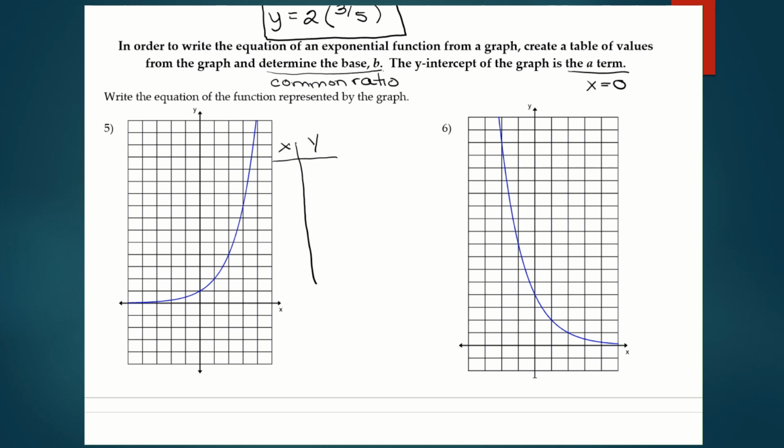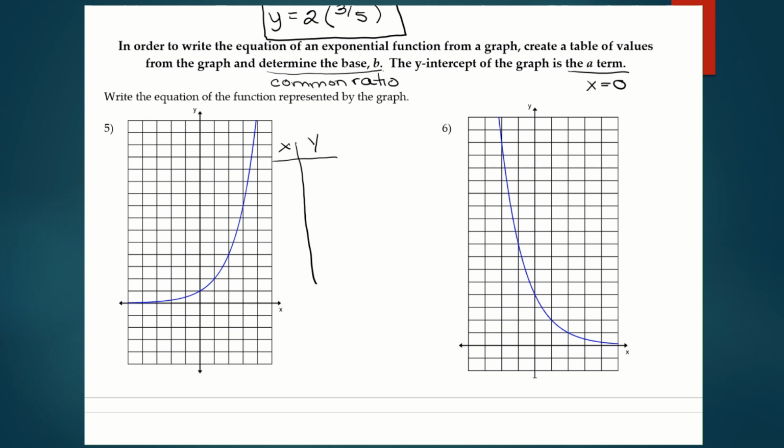So what I'm going to do is pick points that I can very clearly see to help me write this equation. I don't need a ton. You know, 3 points, 4 points would be really, really helpful. But again, a minimum of at least 3 to help you write this equation.